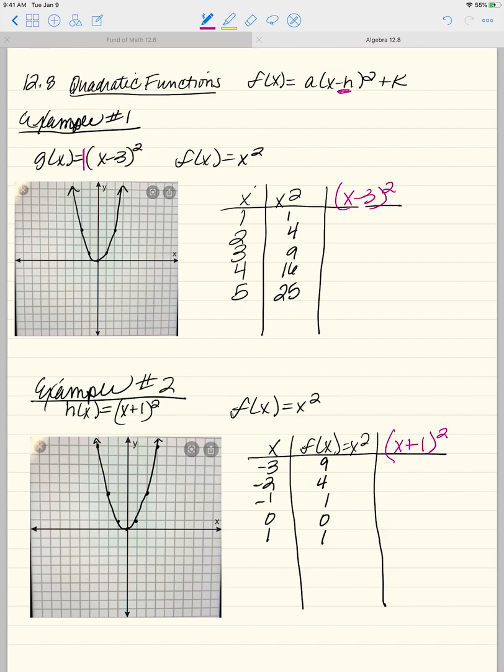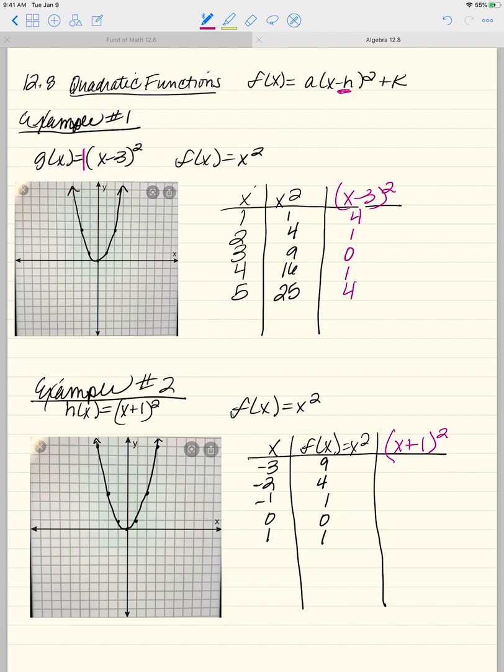So if we put 1 in for x, we get 1 minus 3 is negative 2. Negative 2 squared, we get 4. Okay? If x is 2, 2 minus 3 is negative 1. Negative 1 squared is 1. 3 minus 3 is 0. 0 squared is 0. 4 minus 3 is 1. 1 squared is 1. 5 minus 3, 2, 4. So this looks a little bit more like the numbers that we had when we were graphing x squared, but we were choosing negative 2, negative 1, 0, 1, and 2.